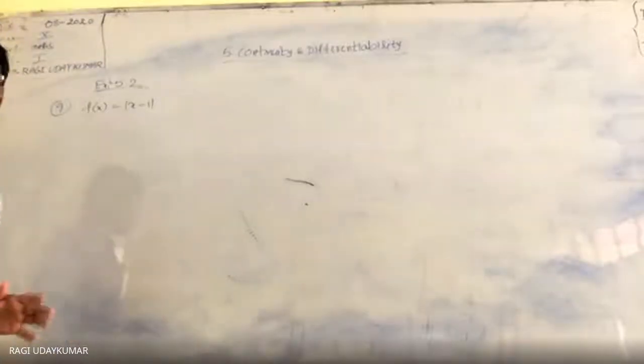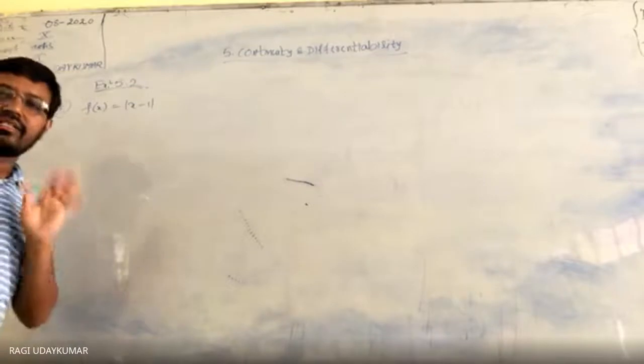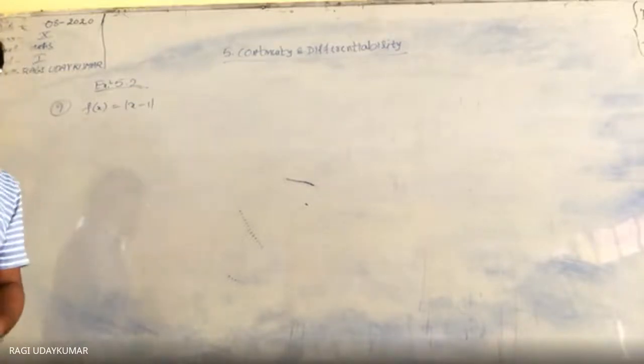f of x is equal to modulus of x minus 1. It is not differentiable at x equals 1, so that is what we need to prove. To check the differentiability of the given function, let us consider the left hand limit at x equals 1.